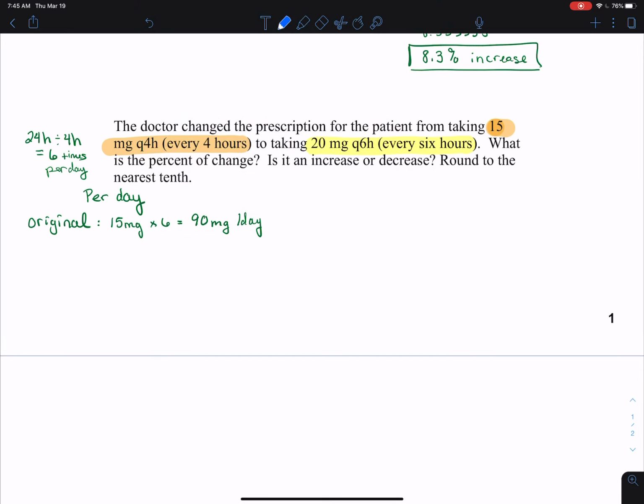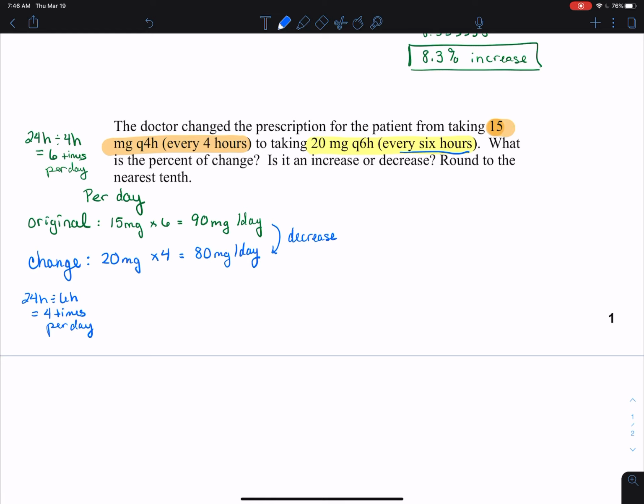If we look at the change, instead we're getting the medication every 6 hours. So if I do the 24 hours divided by 6 hours, I find that this patient is getting the medication 4 times per day. So I'll take the 20 milligrams and multiply by 4 to find that the patient is getting 80 milligrams per day with the adjustment. So because it's going down, that tells me that it's a decrease.